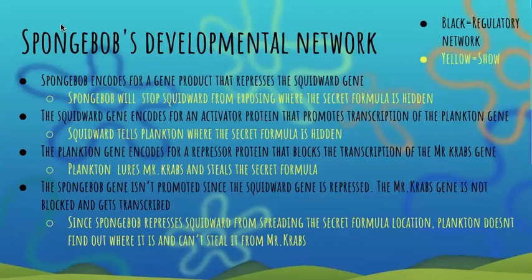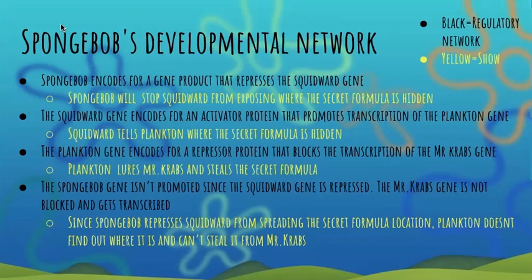SpongeBob encodes for a gene product that represses the Squidward gene, meaning that SpongeBob will stop Squidward from exposing where the secret formula is hidden. Next, the Squidward gene encodes for an activator protein that promotes transcription of a Plankton gene, meaning that Squidward tells Plankton where the secret formula is hidden. Next, the Plankton gene encodes for a repressor protein that blocks the transcription of Mr. Krabs' gene, meaning that Plankton blocks Mr. Krabs and steals the secret formula.